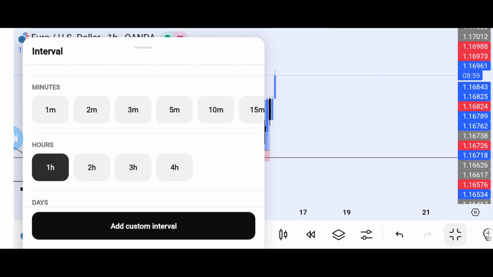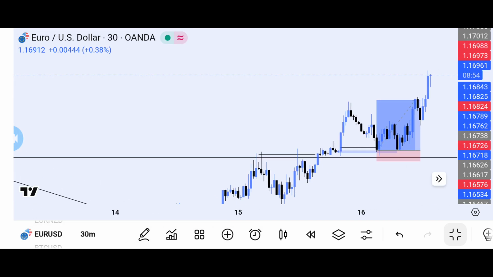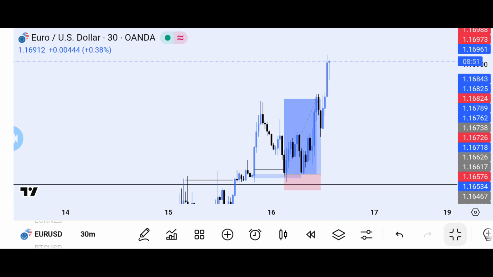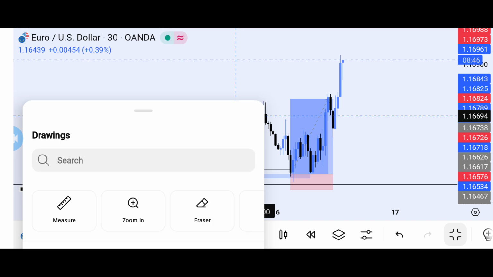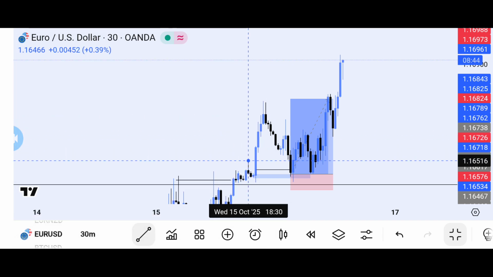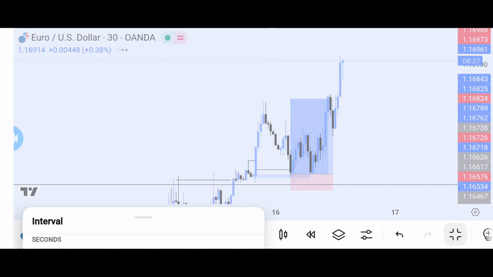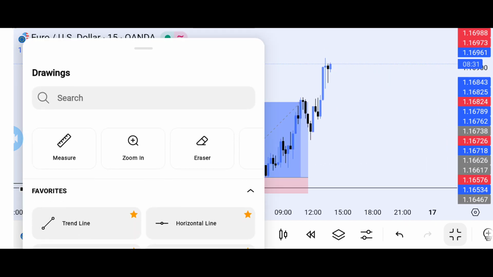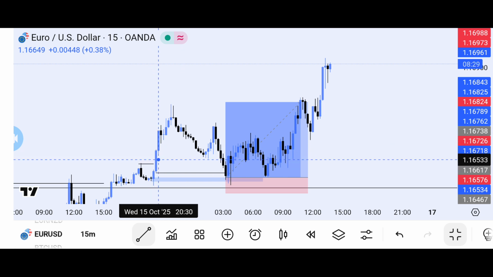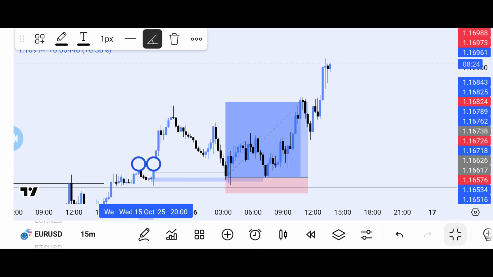So I came down to my 30-minute time frame. On my 30-minute time frame, that was when I knew that there should be a pullback after a break of structure or a market structure shift. That's when I saw this break of structure here. Then I saw my first pullback after my break of structure here. This is my first pullback after my break of structure. So this was my break of structure.